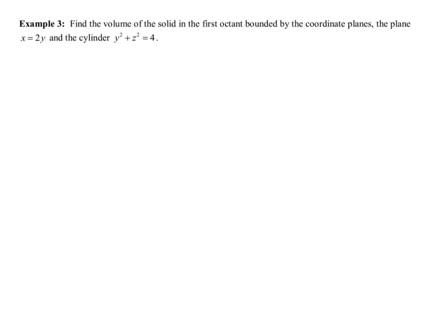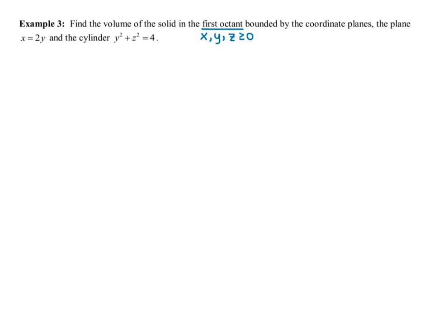Example 3 is a little trickier than the previous two examples because one border of the two-dimensional region will be defined by a three-dimensional function. We are asked to find the volume of the solid in the first octant bounded by the coordinate planes, the plane x equals 2y, and the cylinder y squared plus z squared equals 4.